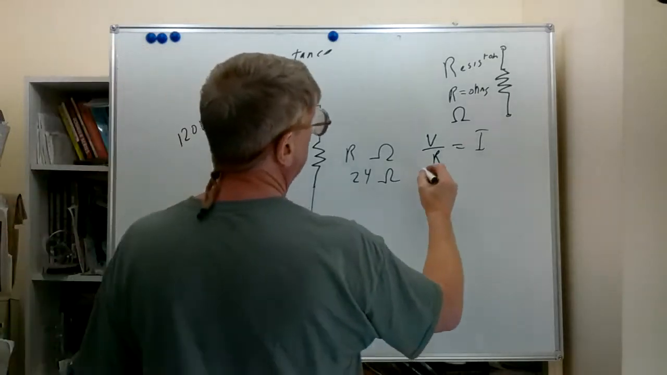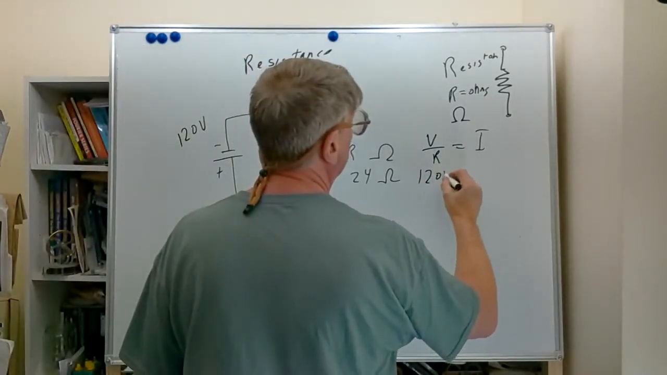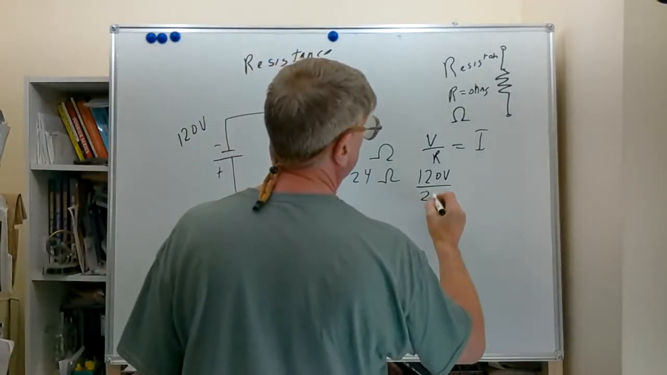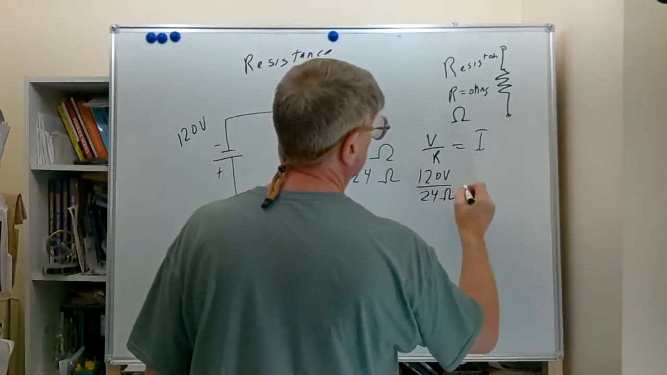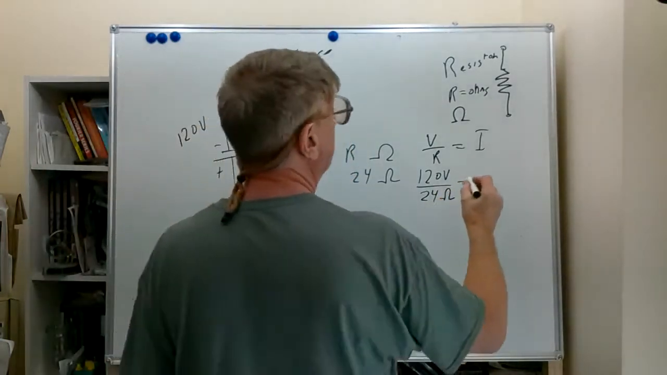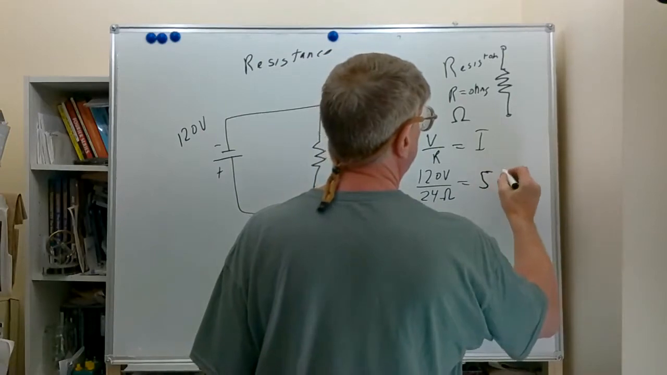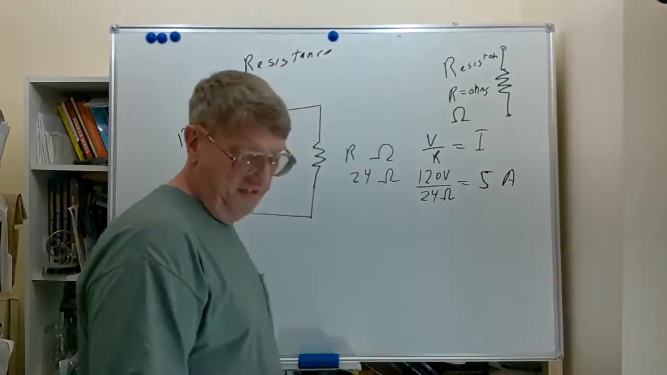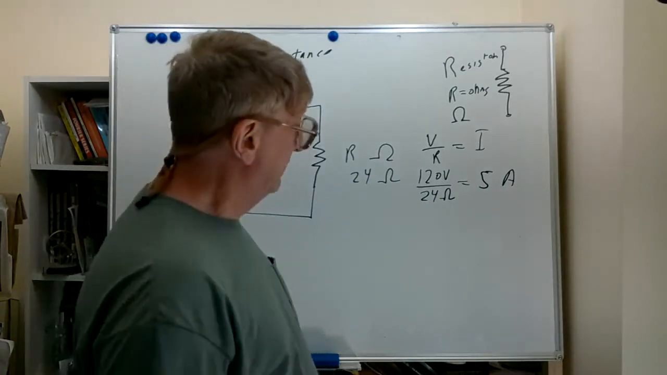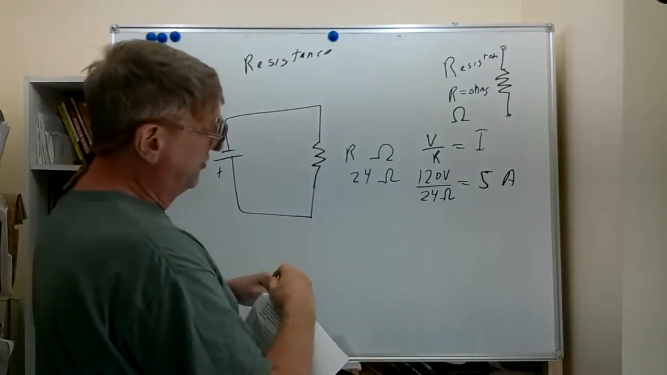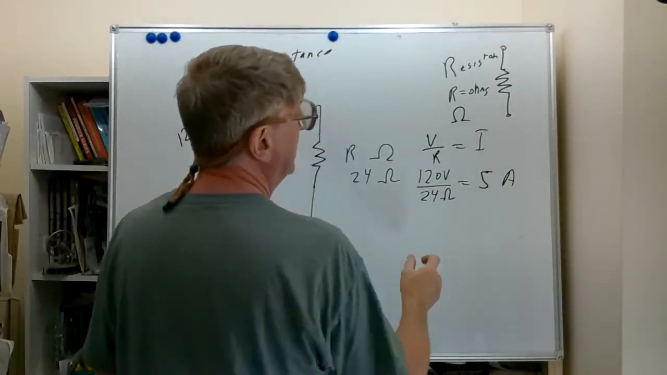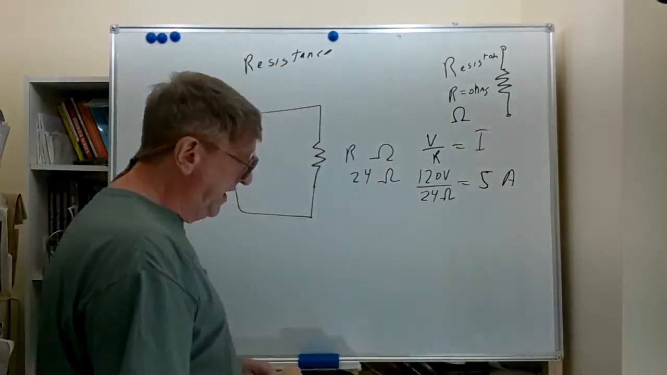120 volts divided by 24 ohms. That's going to be 5 amps. 120 divided by 24 will be 5. So you can also see by looking at this, if I increase the voltage, the current will go up. If I increase the resistance, the current will go down.